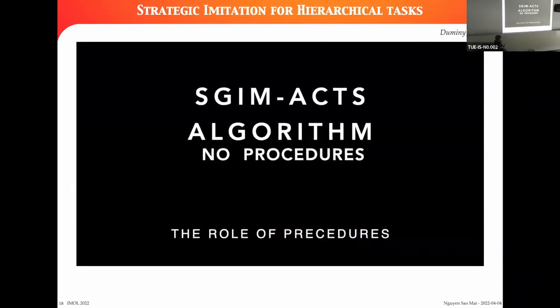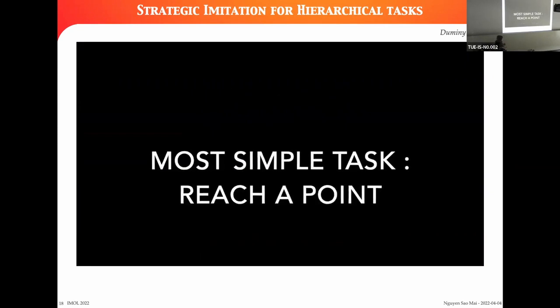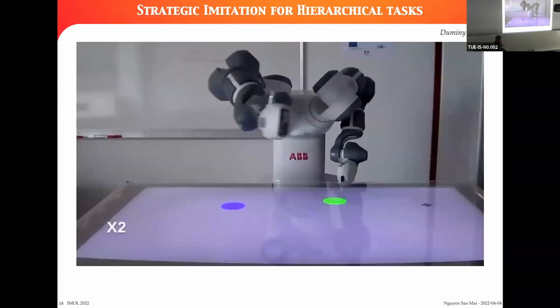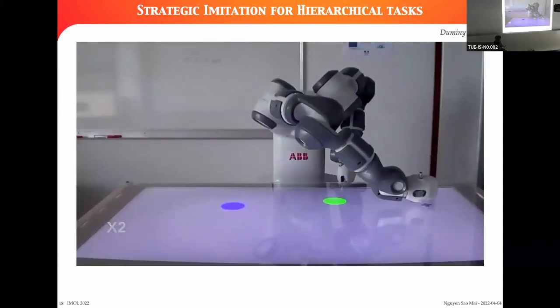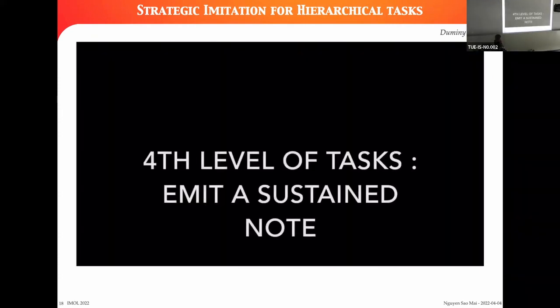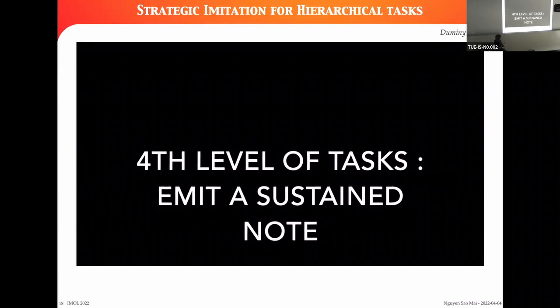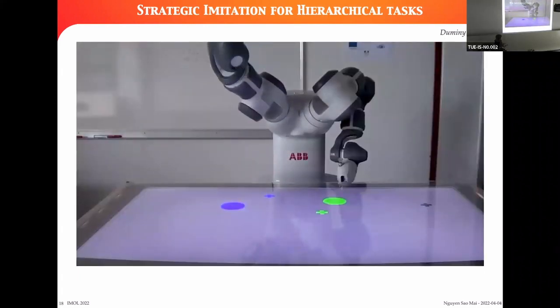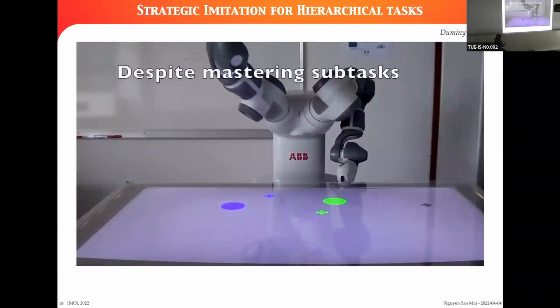Whereas when we don't have the task decomposition representation, the robot can still go and reach a point. But when we ask it to make a more complex task, it just does something that has nothing to do with the task. It doesn't even know that it needs to do the first step, which it knows how to solve.